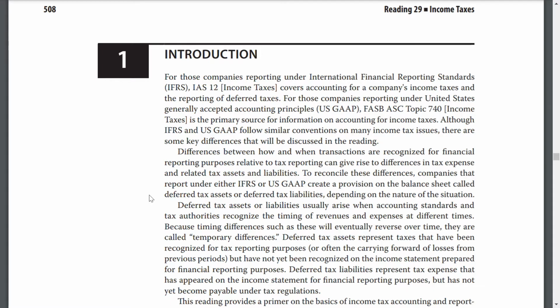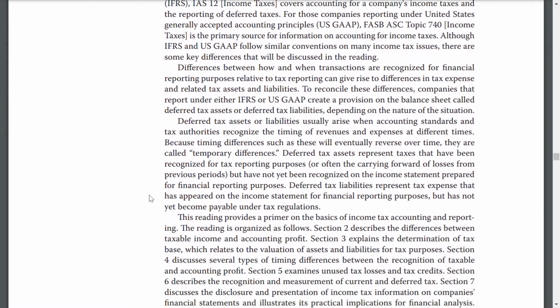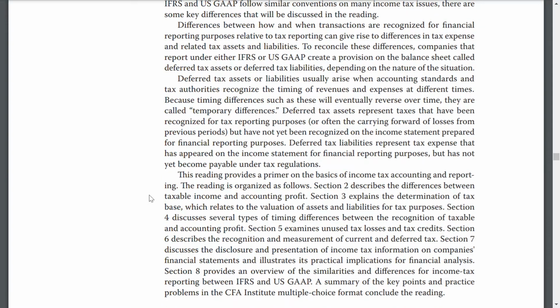Differences between how and when transactions are recognized for financial reporting purposes relative to tax reporting can give rise to differences in tax expense and related tax assets and liabilities. To reconcile these differences, companies that report under either IFRS or US GAAP create a provision on the balance sheet called deferred tax assets or deferred tax liabilities, depending on the nature of the situation. Deferred tax assets or liabilities usually arise when accounting standards and tax authorities recognize the timing of revenues and expenses at different times. Because timing differences such as these will eventually reverse over time, they are called temporary differences.